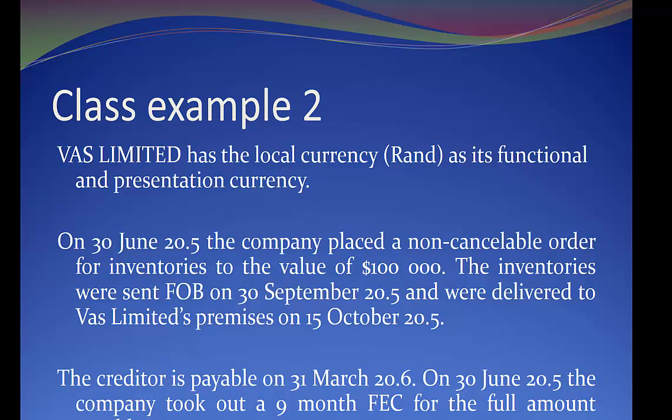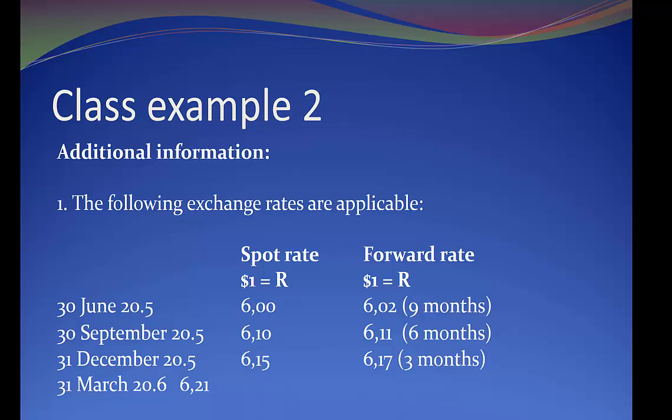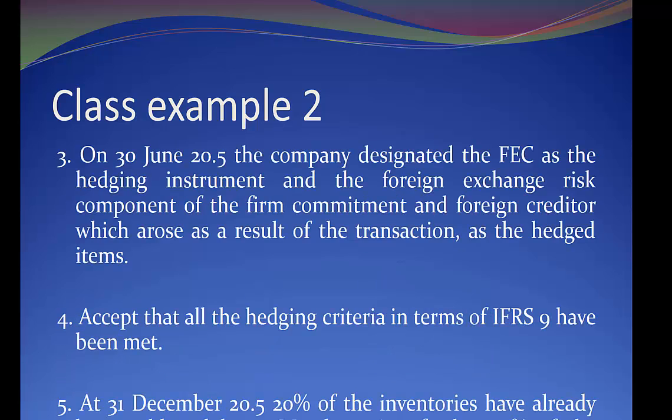So there's the information. I will repeat this information again when we do the timeline. I just want you to read it yourself now. There's your class example, your rates, and they say on 30 June 20.5 the company designated the FEC as a hedging instrument and the foreign exchange risk component of the firm commitment and the foreign creditor, which arose as a result of the transaction.